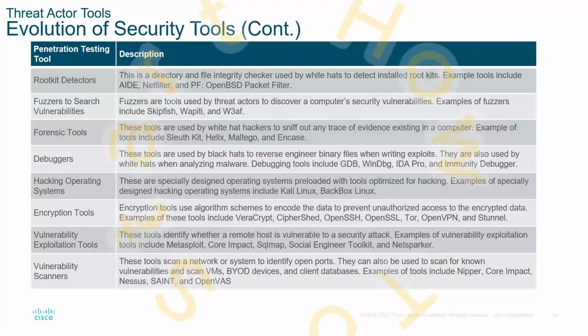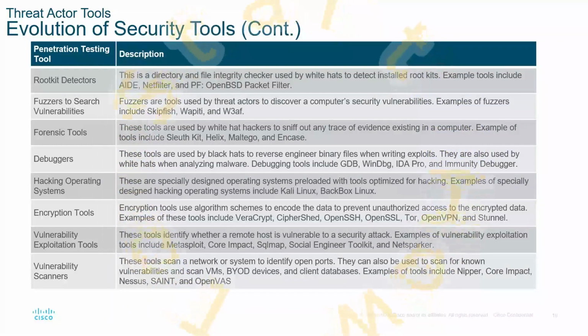Other pen tools are like rootkit detectors. That's going to be things like AIDE or Netfilter. For our fuzzing and our searching for vulnerabilities, some of these are really old. So like Skipfish, Wapiti, and W3af. Again, these are fairly older tools. They are still used for searching for vulnerabilities. They're just not the most current.